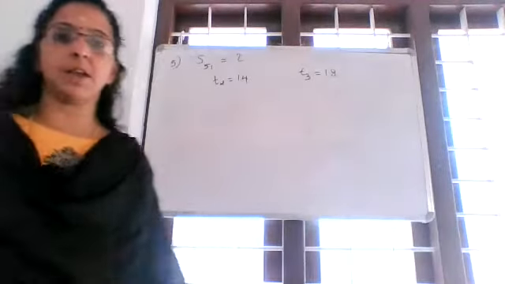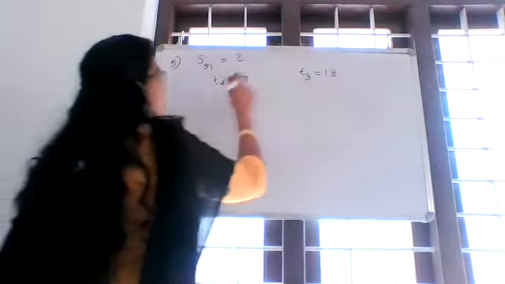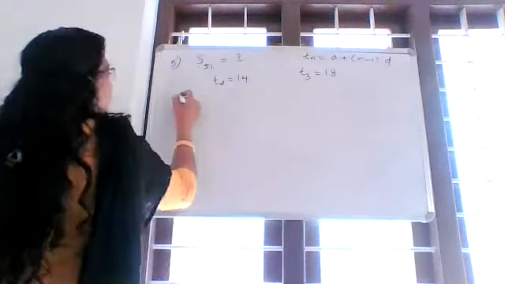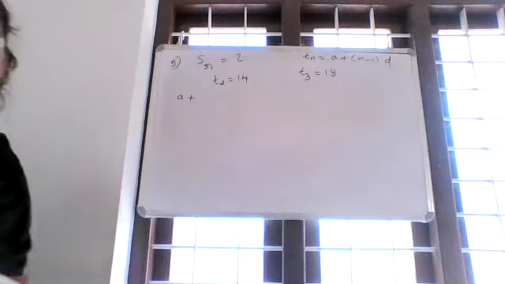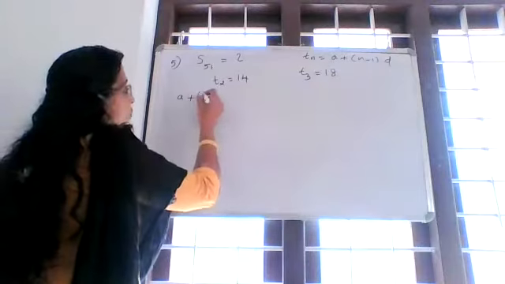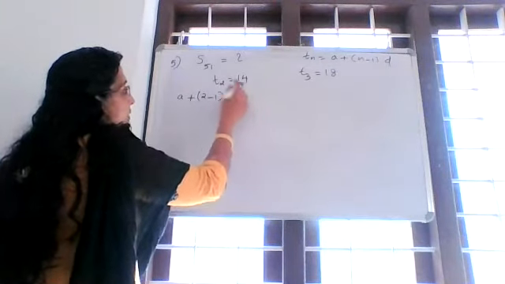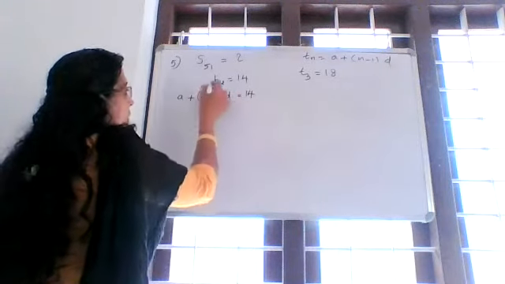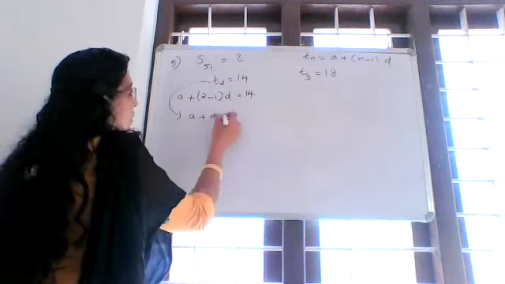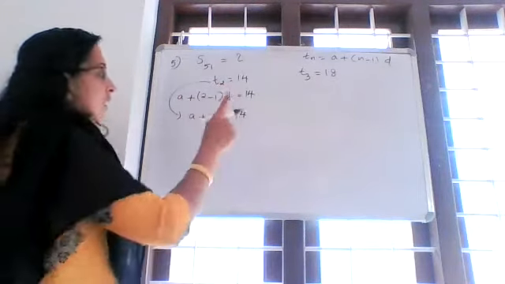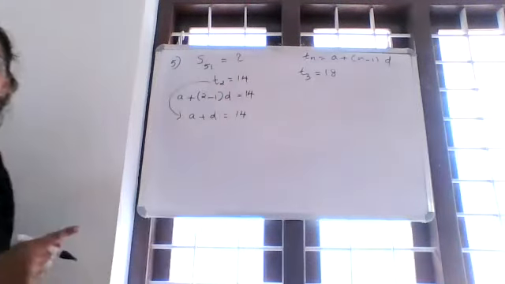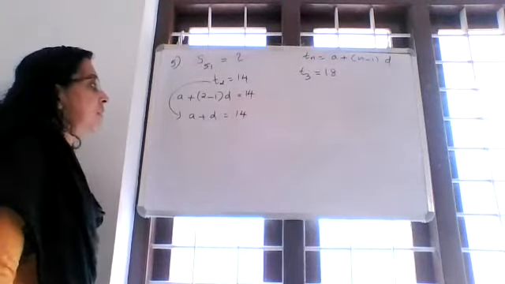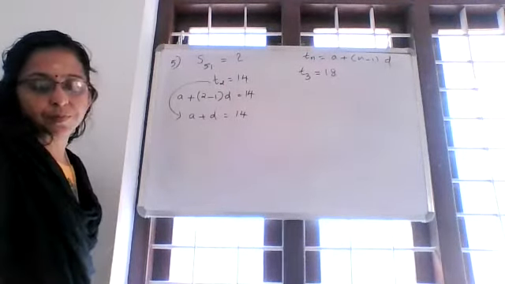We know the formula Tn is equal to A plus N minus 1 into D. So how can we represent T2? Instead of T2, we can replace it as A plus 2 minus 1 into D is equal to 14. Or directly you can write A plus D is equal to 14, since 2 minus 1 is 1. Already we discussed that in Exercise 10B, same question. A plus D is equal to 14. Got it? Any doubt in this?